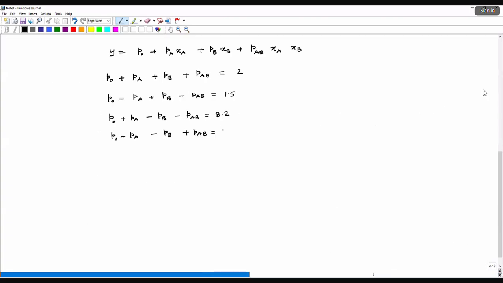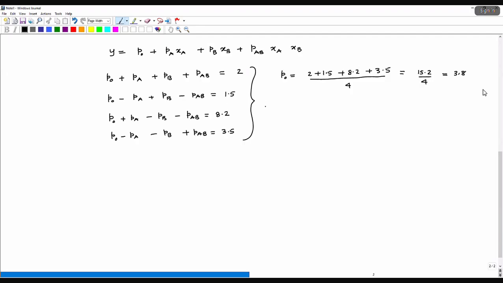Okay. So yesterday, the way we solved it, you just follow the same procedure. If you add all the equations, you can say P naught is 2 plus 1.5 plus 8.2 plus 3.5. All the terms on the left hand side will get cancelled. Only 4 P naught will be there. So divide by 4, you get P naught. That is 15.2 by 4. That will be 3.8.